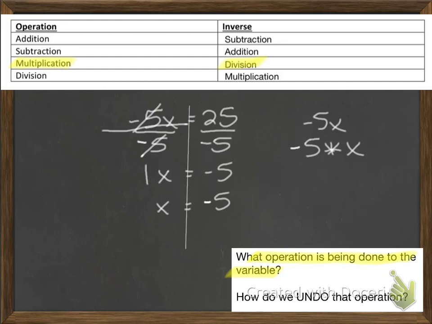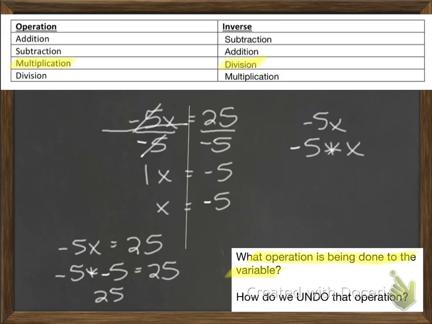Again, I can check myself. Go back to the original equation, which is negative 5x equals 25, and find out, is negative 5 times negative 5 positive 25? You can use your calculator to check this. It absolutely does. We get 25 equals 25. So we have checked our work and it checks out. It is correct. We decided that multiplication was being done in this problem, and we used division to undo our multiplication. All right, let's keep going.